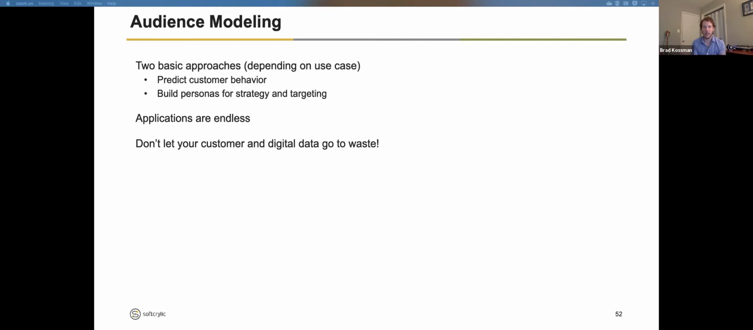As long as you have customer data, you can apply these types of techniques to uncover all sorts of new information and patterns that you didn't think existed, or to build better strategies for your business. So don't let that customer data go to waste. It's extremely valuable. I think these case studies highlighted that, and we have every intention of doing this for a ton more clients in the future.